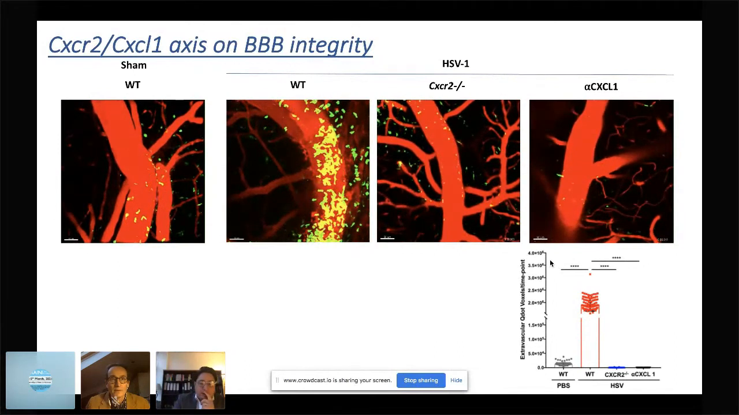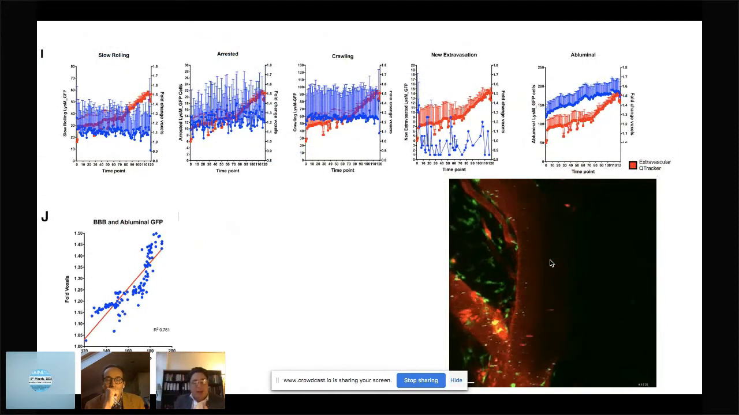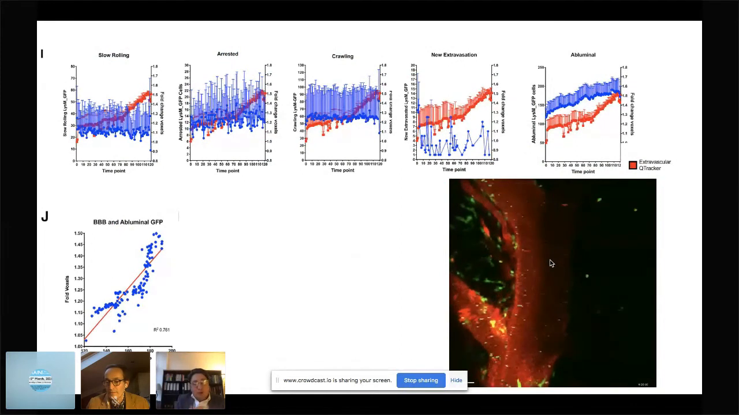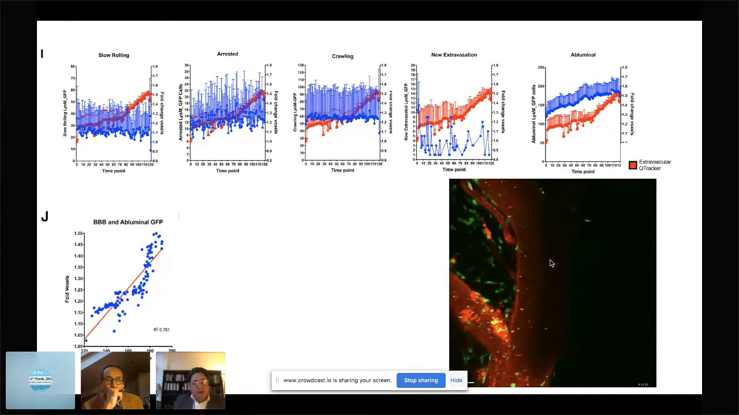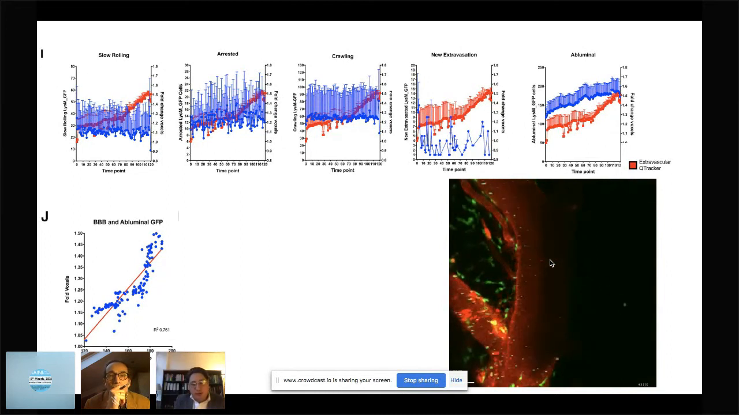So the next question was, is it really transendothelial migration? Is it something about that step of the process that's really driving blood-brain barrier breakdown? So I went on to quantify each of the stages of migration relative to the breakdown in the blood-brain barrier, shown in red. And it was actually only the abluminal accumulation of neutrophils that correlated with breakdown in the blood-brain barrier. And there's clearly much, much more work to do.